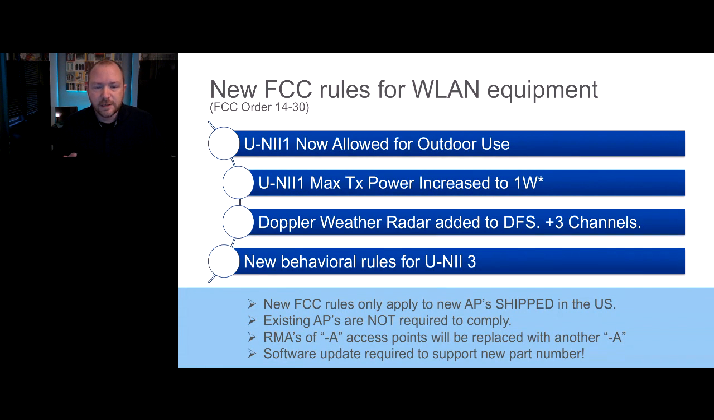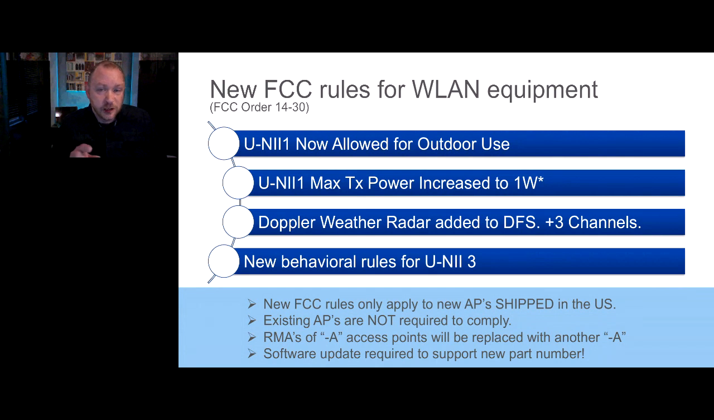First of all, these new FCC rules apply only to new access points shipped in the United States. So our current generation access points will have a new variant available, and the Dash A SKU, which designated FCC compliance, will be replaced with a Dash B SKU. Now, the Dash A SKU will still be there, but that's because in other areas in North America, we need to use Dash A, not Dash B.